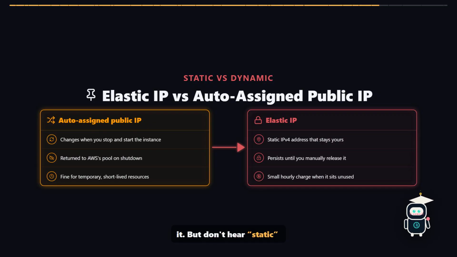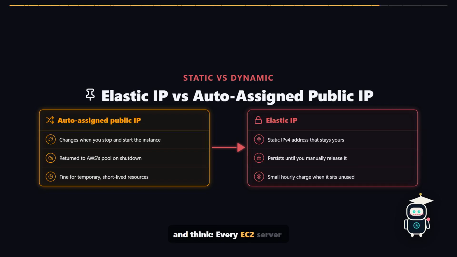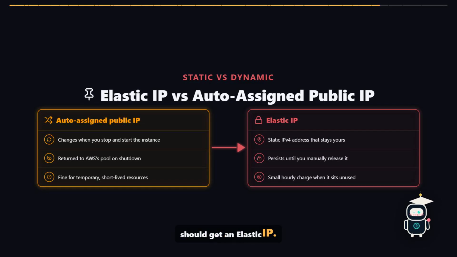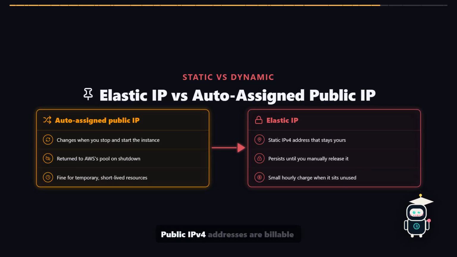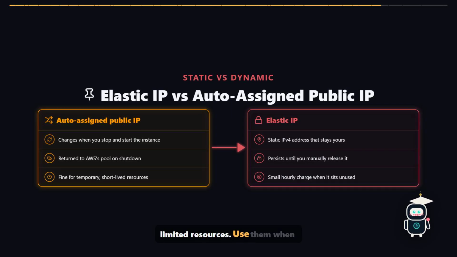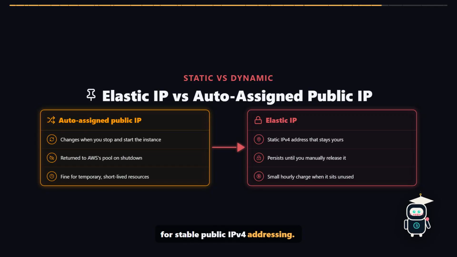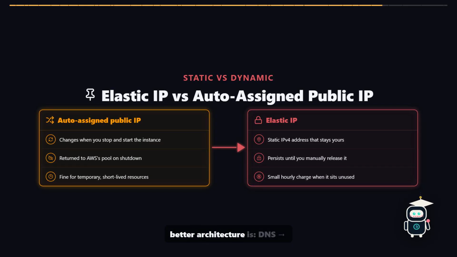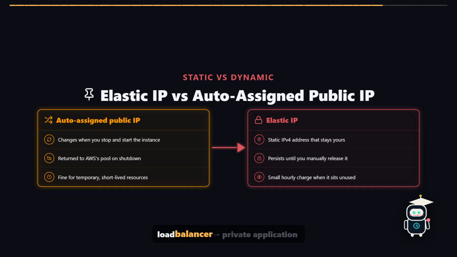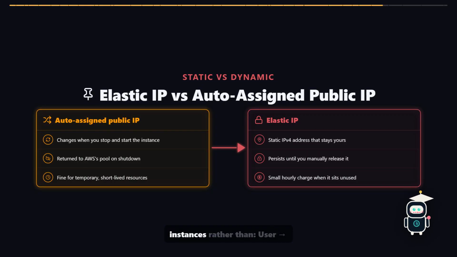But don't hear static and think, every EC2 server should get an elastic IP. Public IPv4 addresses are billable AWS resources. They are also limited resources. Use them when you have a real requirement for stable public IPv4 addressing. For many web applications, a better architecture is DNS, load balancer, private application instances rather than user, public IP of one EC2 instance.